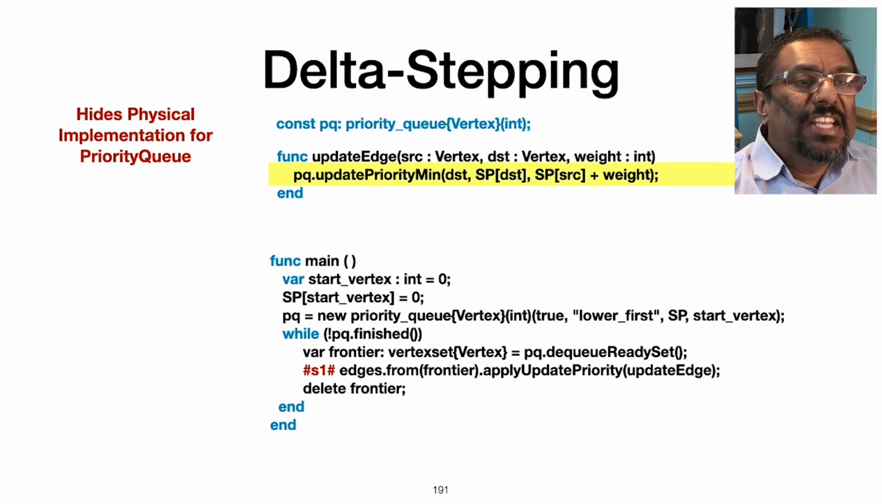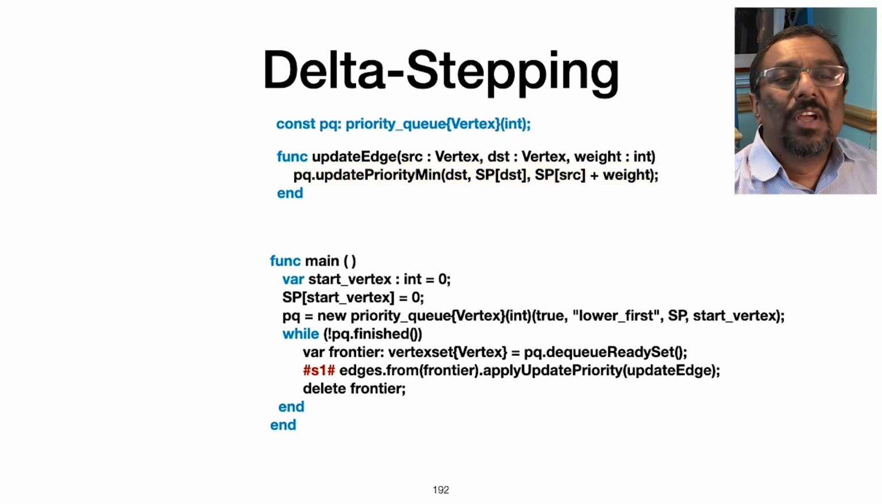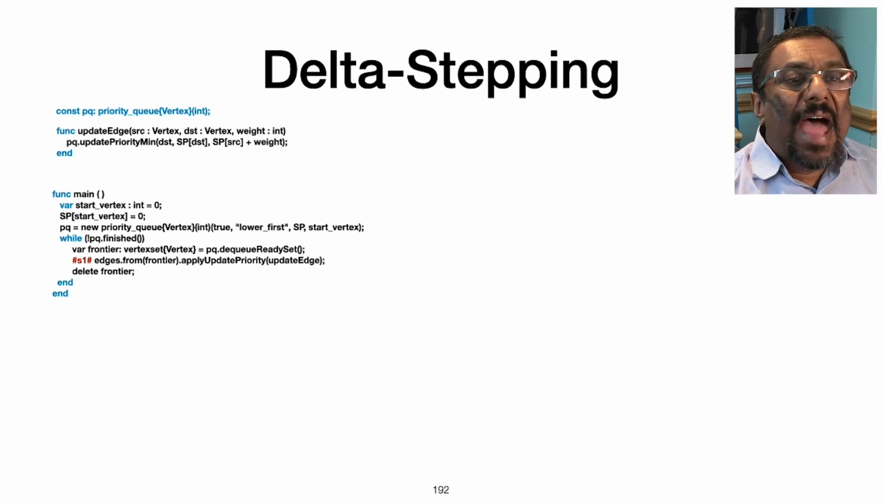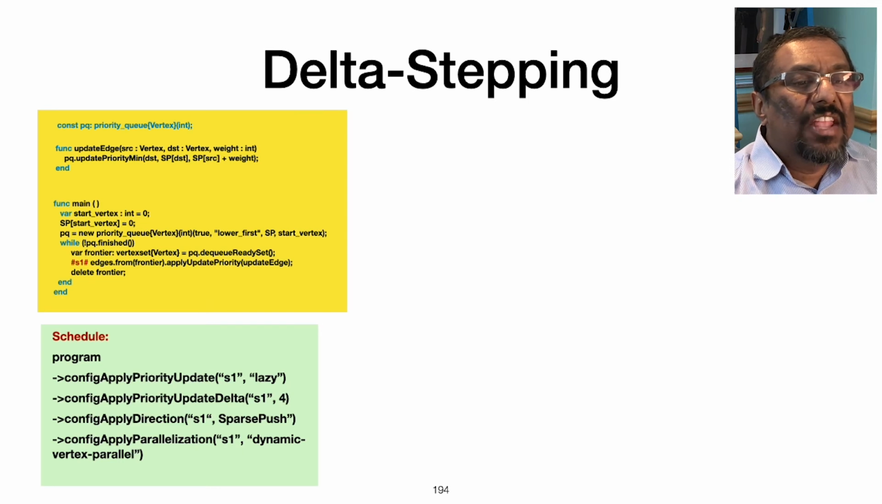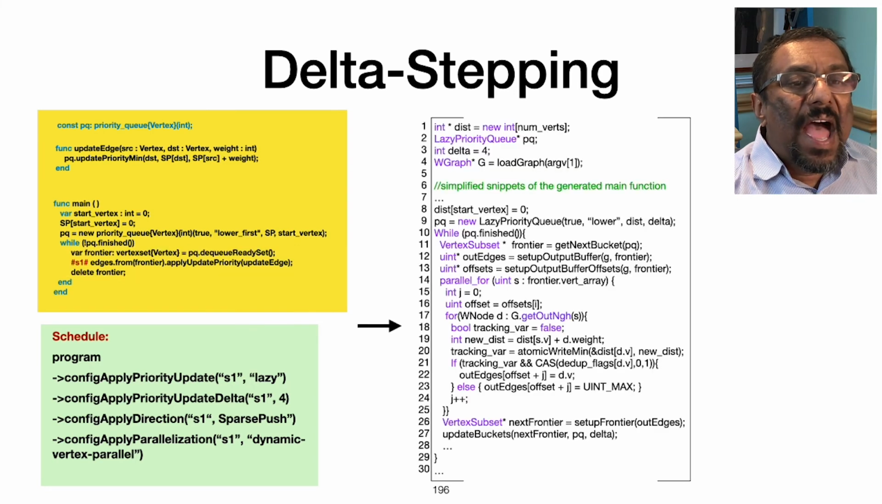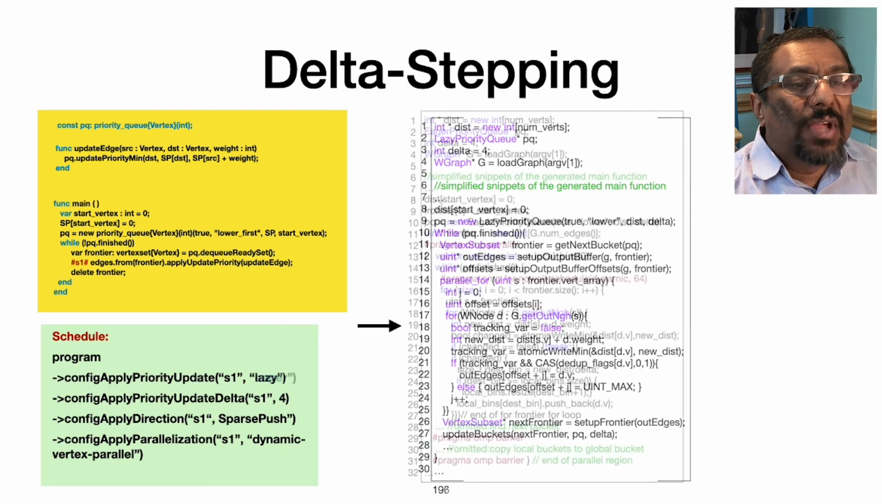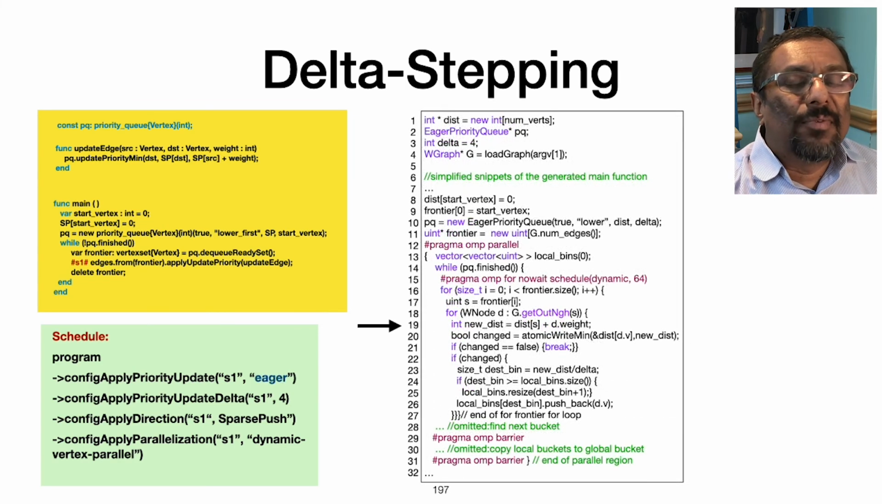However, something very interesting is that we hid the physical implementation of the priority queue. There's nothing in this code that says exactly how the priority queues are accessed, except a very high-level interface. This gives us the ability to come up with different implementations that the scheduling language can choose. Again, let's see how this is done. This is the algorithm part, and then we write the schedule, where we say do a lazy update for the priority queue, and then we can generate this C++ code. If you want to do eager update, you can just change one word and you get a very different type of code.